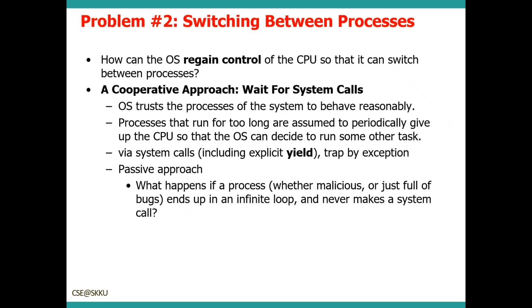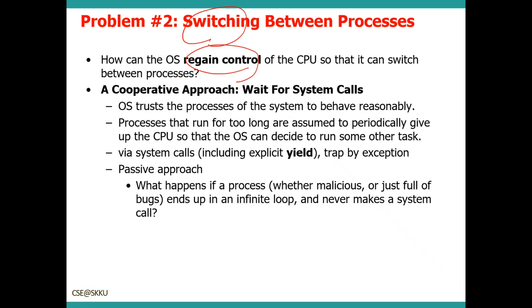Okay, so the next problem with direct execution is achieving a switch between processes. If a process is running on the CPU, this means the OS is not running. So if the OS is not running, how can it do anything at all? How can the operating system regain control of the CPU so that it can switch between processes?